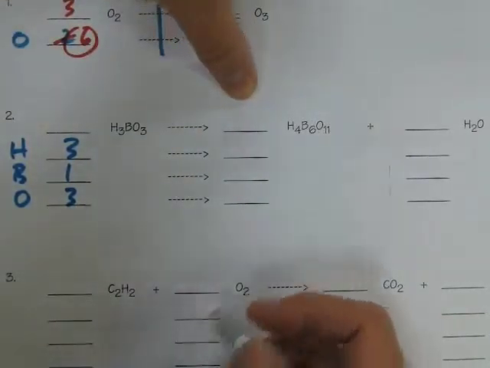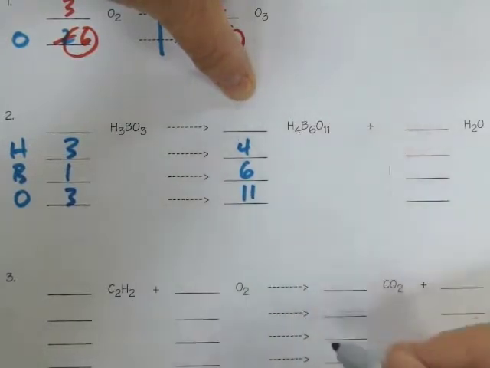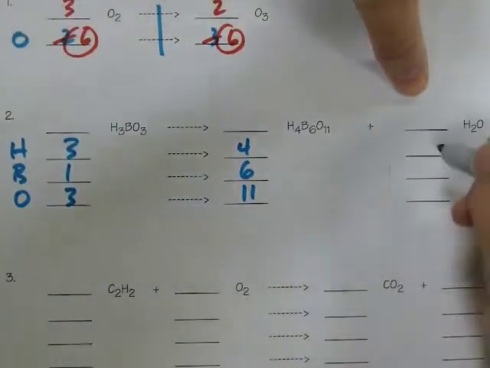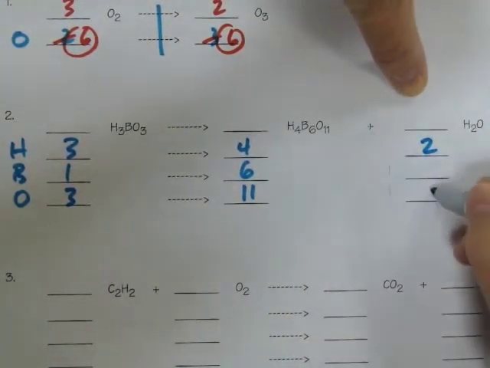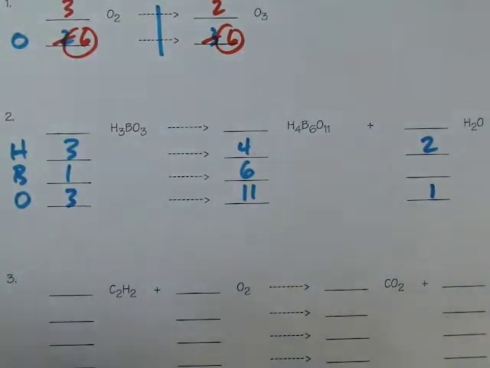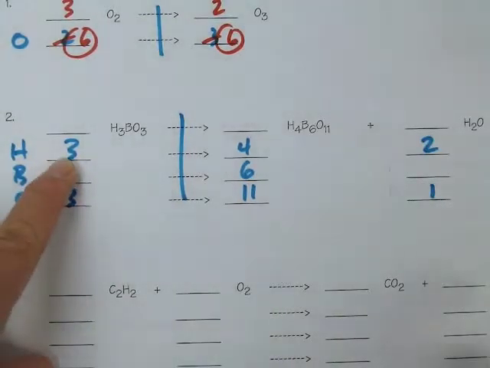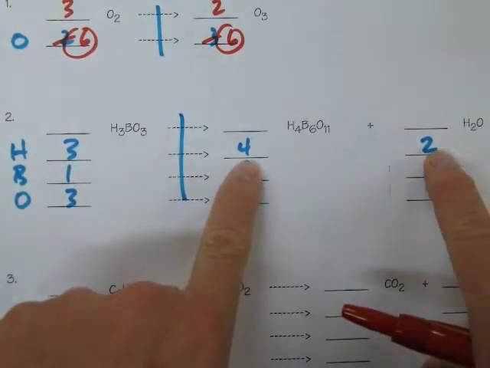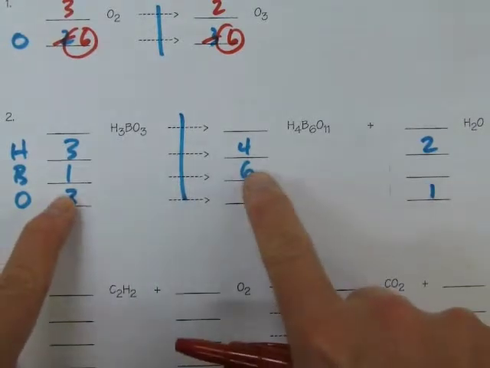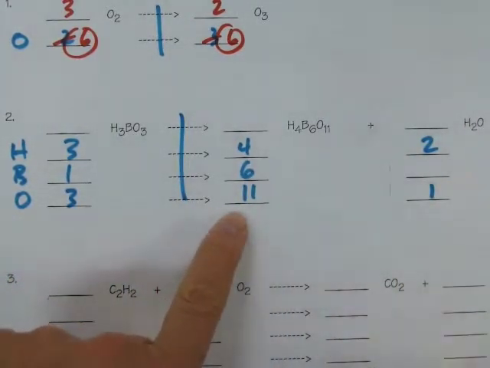And then over here in the products, 4 hydrogens, 6 borons, 11 oxygens. And over here, water, there's 2 hydrogens and 1 oxygen. So I'm looking to see if this is balanced. Let me divide the reactants from the products here first. Keep track of which side is which. I see 3 hydrogens in the reactants and a total of 6 in the products. 1 boron, 6 on the other side, 3 and a total of 12, so clearly this isn't balanced.